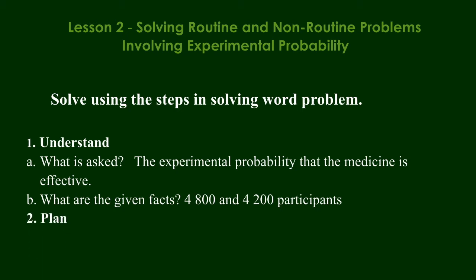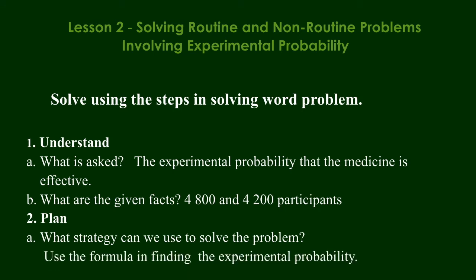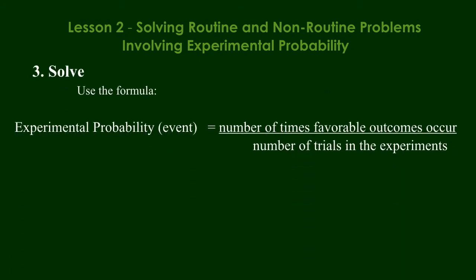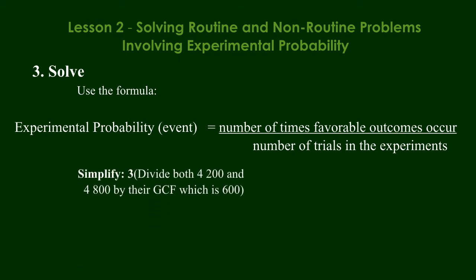Step number 2, plan. What strategy can we use to solve the problem? Use the formula in finding experimental probability. Third, solve. By using the formula, experimental probability of an event is equal to the number of times favorable outcomes occur over the number of trials in the experiment. So we have here P(effective), that is 4,200 over the 4,800 participants.